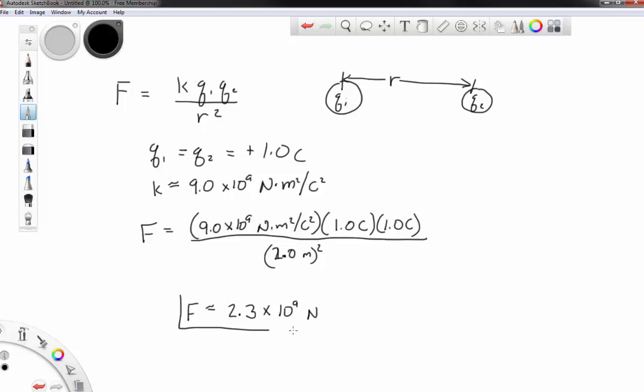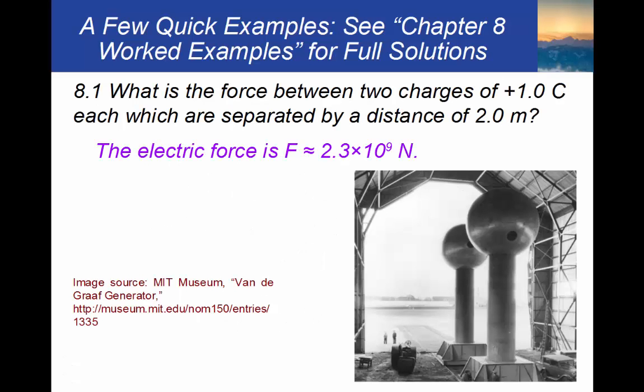And again, I rounded it off because of significant figures. The calculator gave us 2.25, but we only have two significant figures to work with, so that's why it's going to be 2.3 times 10 to the 9th.